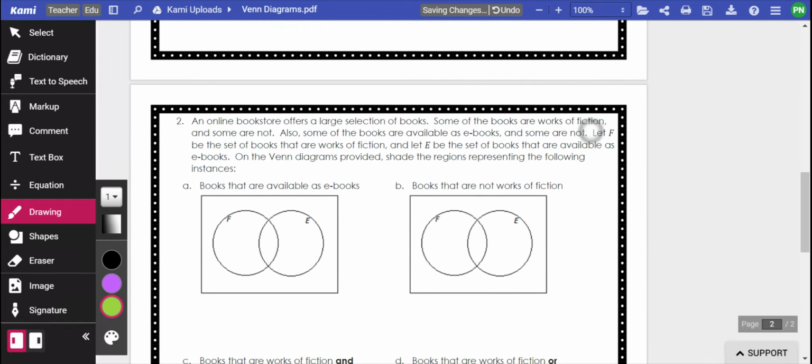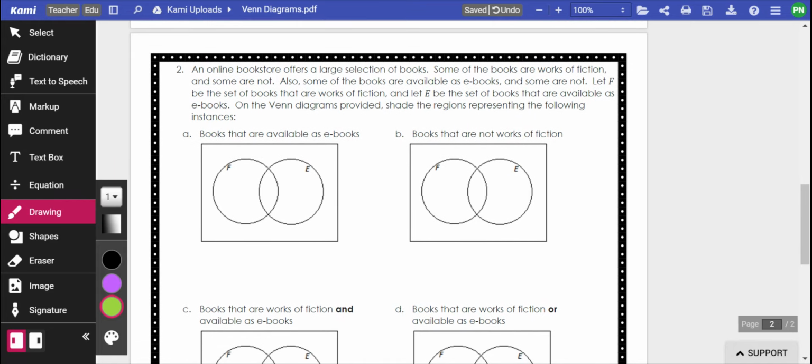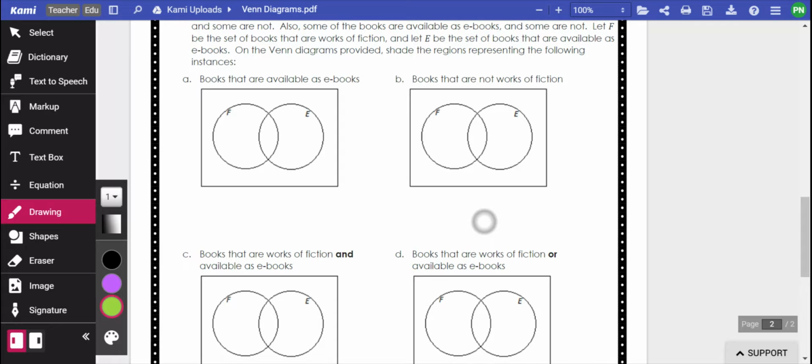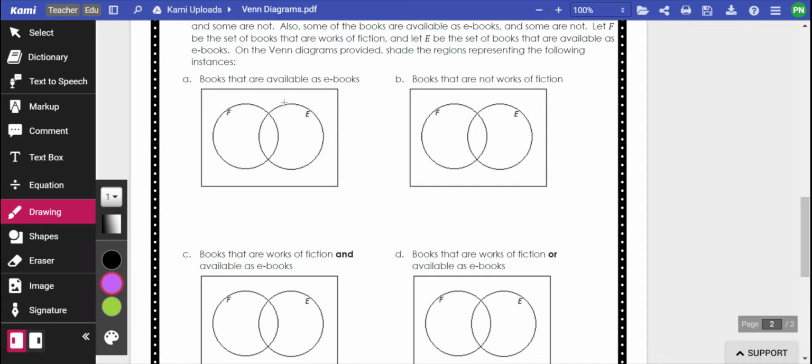Okay, let's do one more example like this. So, an online bookstore offers a large selection of books. Some of the books are works of fiction and some are not. Also, some of the books are available as ebooks and some are not. So let F be the set of books that are works of fiction and let E be the set of books that are available as ebooks. So now we're going to shade these based on that information. So our first one says books that are available as ebooks. So again, all my ebooks are within the E circle. I'm just going to shade all of E. Doesn't matter that it's overlapping with the fiction books.